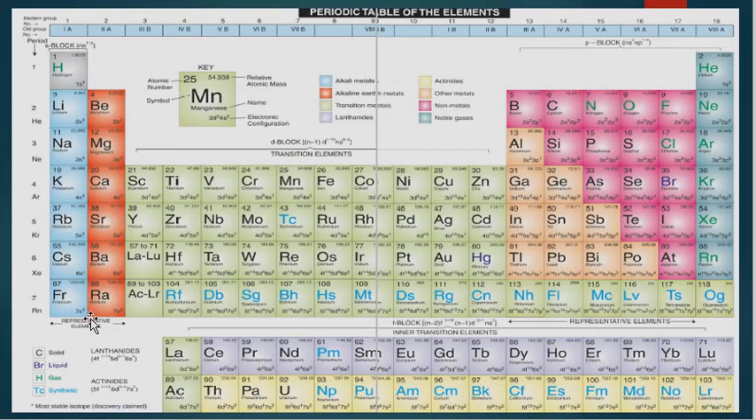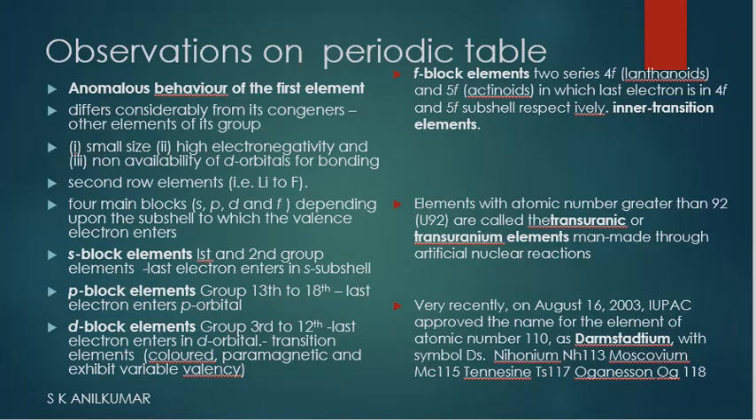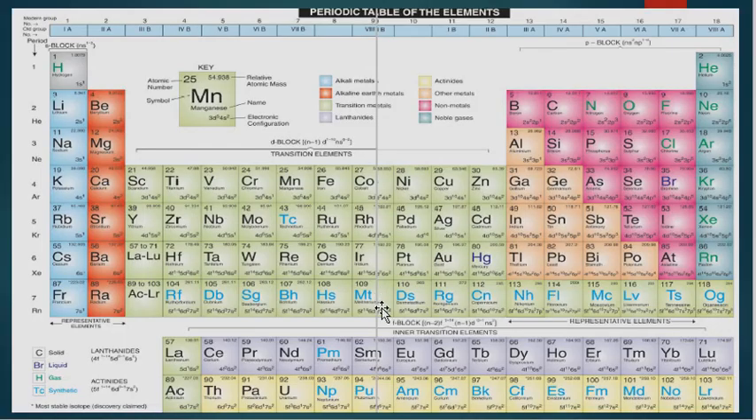So where are those greater than 92 kept? Here you also have 93, 94, 95. This is plutonium, etc. Very recently, the name of the element with atomic number 110 was approved: Darmstadium. Where is Darmstadium?